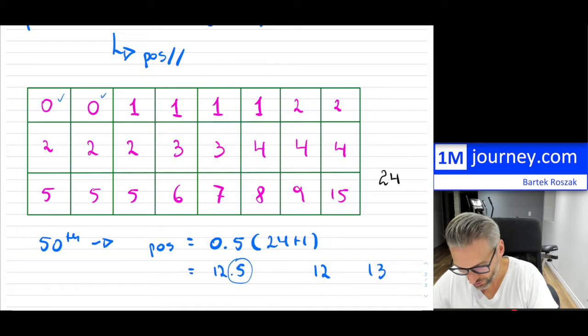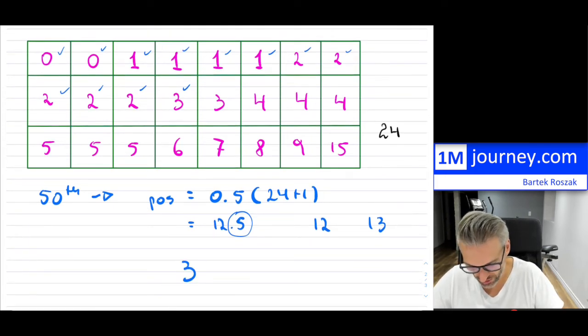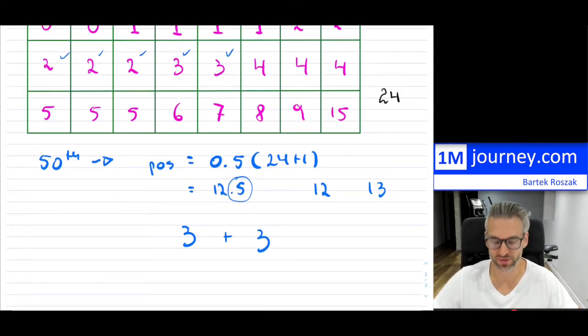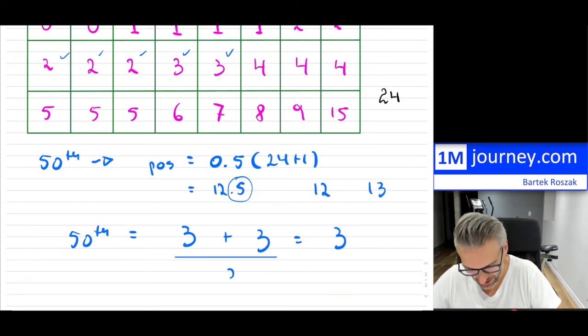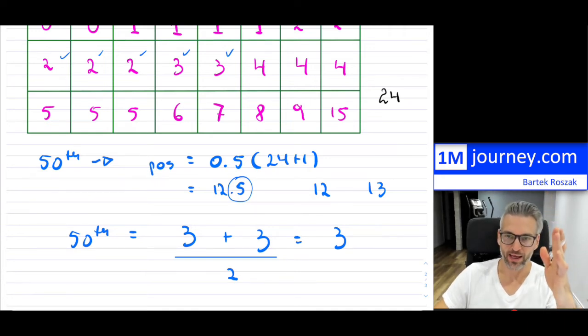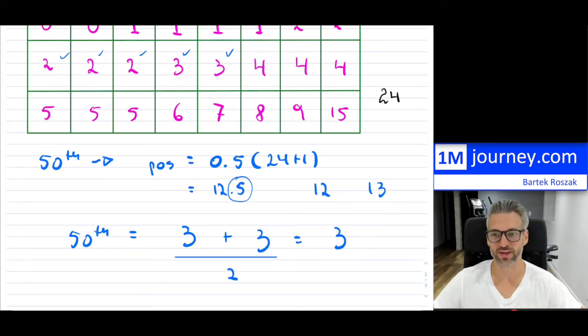So that's 1, 2, 3, 4, 5, 6, 7, 8, 9, 10, 11, 12. All right, so this is 3 plus 3, this is the 13th point, and I divide by 2. The 50th percentile would be simply equal to 3. That's the boundary. From 3 to the left, there's about 50% of the data points, and to the right, there's 50% of the data points.